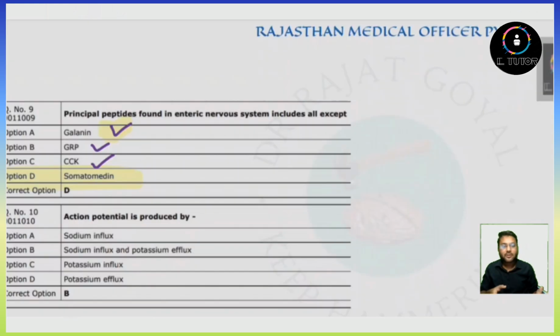Action potential is produced by. So action potential is produced by sodium influx. This is not true. Sodium influx and potassium influx. No, this is not right. Potassium influx, this is again false, and only potassium efflux, this is not true. So the answer will be sodium influx and potassium efflux. Both are responsible for the action potential.